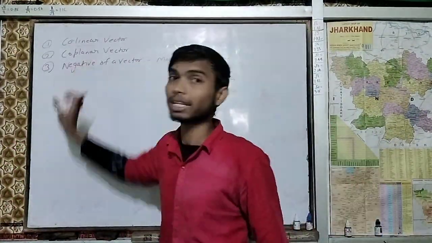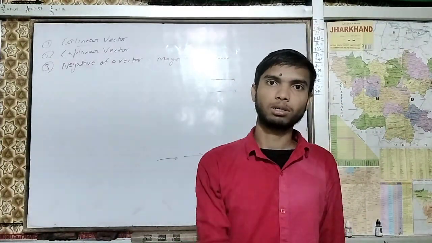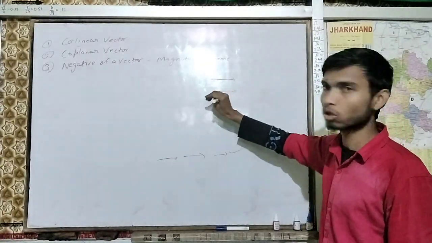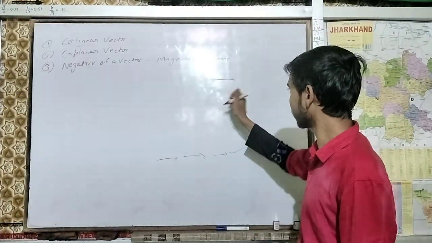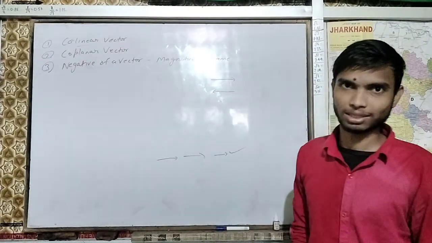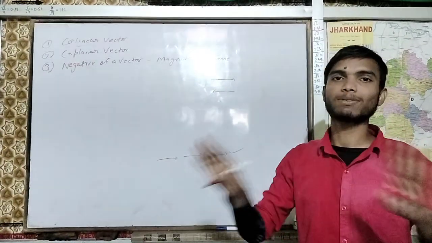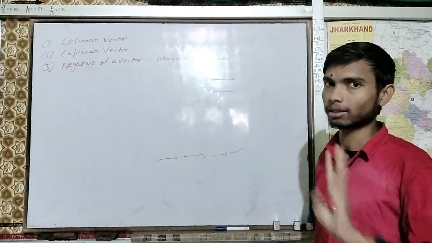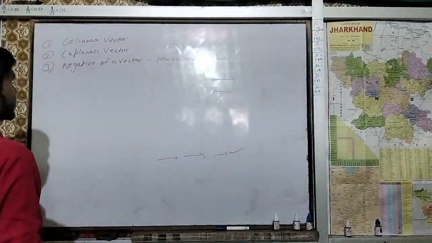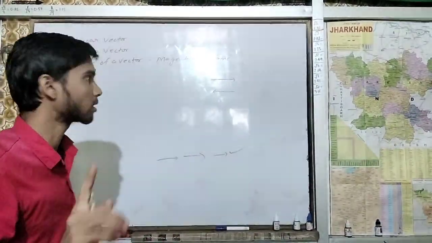Here the word is negative. So negative means the direction will be changed. If this one vector is in this direction, then just the opposite direction will be like that. This is a negative vector of this positive vector. This was about the negative of a vector. I hope this point is clear. Remember, in this case magnitude will be the same but direction will be opposite.